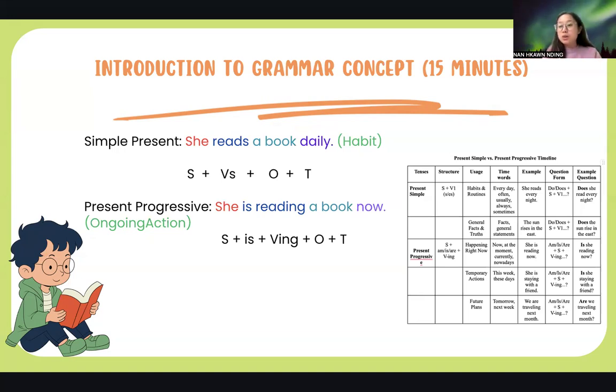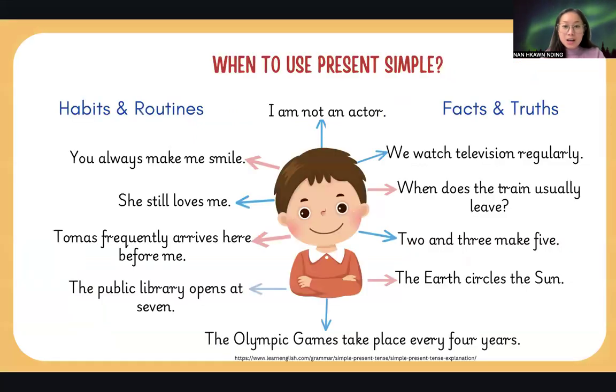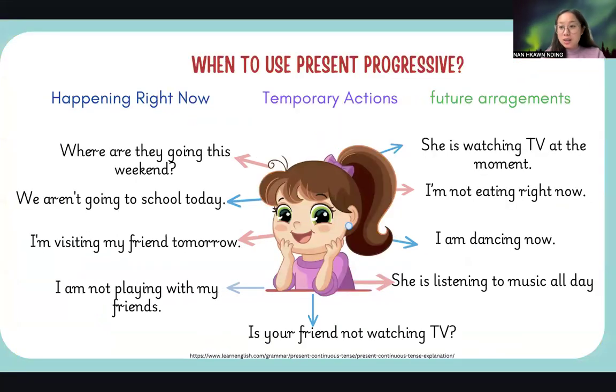Okay, so if you forget after the class what the pattern is, how to make a question form, what the examples are, or what the time expressions are for present progressive and present simple, you can just look back to the provided table. Now, this is the present simple. For the present simple tense, you have to make sure that you write about facts and truths, or maybe habits and routines. Another one is present progressive. Whenever you write about present progressive, you have to make sure that you are writing about a future arrangement or temporary action, or what is happening right now.